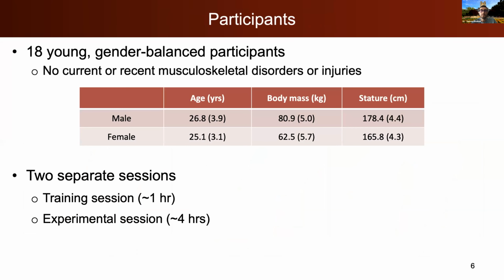So a group of 9 males and 9 females were recruited for the study with no recent or current musculoskeletal disorders or injuries, and each participant completed a training session of about 1 hour just to get familiar with the exoskeletons and pick their preferred support level. They also performed an experimental session on a separate day, which lasted about 4 hours to complete all the trials.